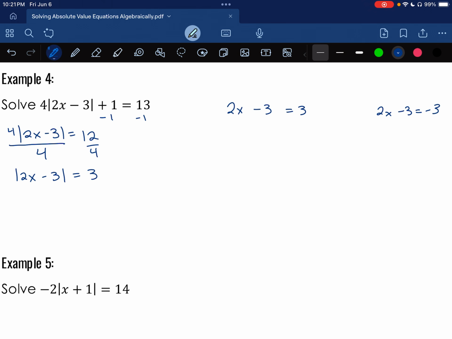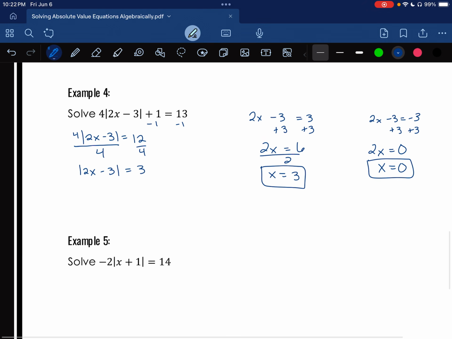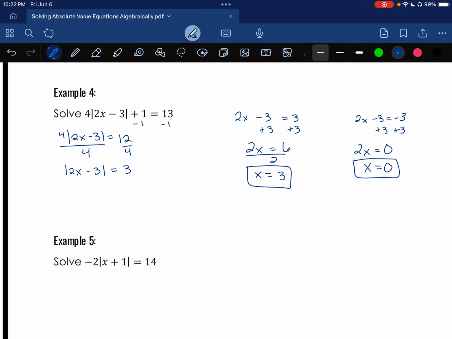All right, so let's solve this one first. We add 3 to both sides. I get 2x is equal to 6. Divide everything by 2. I get x is equal to 3. Over here, I can add 3 to both sides, but these will cancel, so I'll get 2x is equal to 0. It means that x is equal to 0. And I realized I boxed those up prematurely, right? Because we should always check our work.